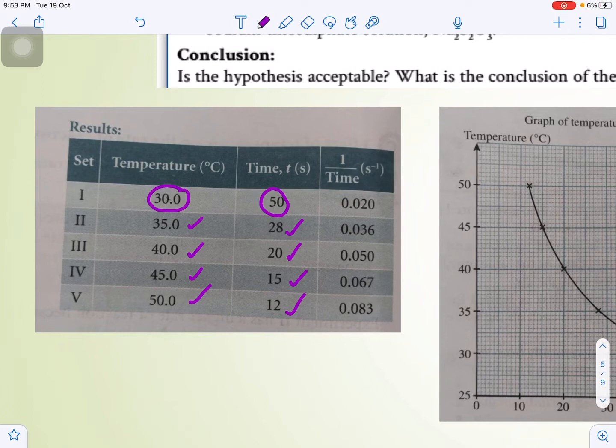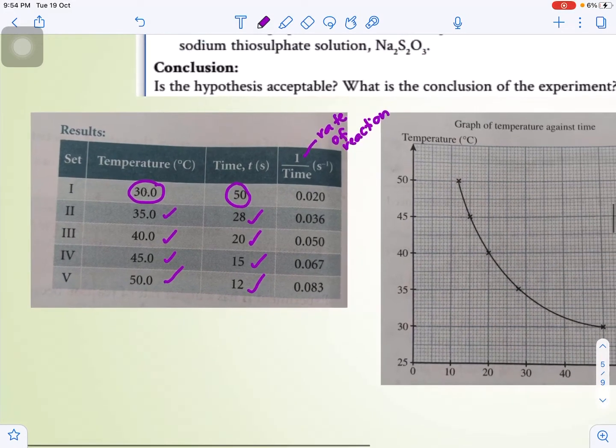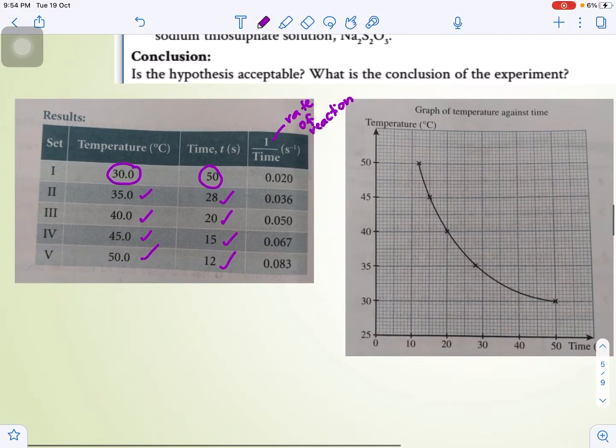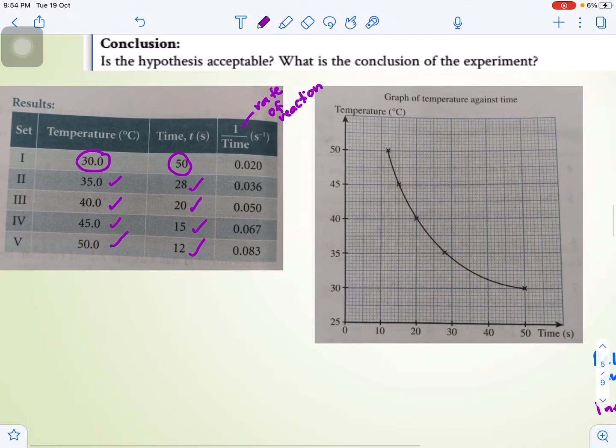Makin lama makin pendek. And we do our own calculation to calculate the rate of reaction. What is rate of reaction? 1/time represents the rate of reaction. So using your calculator, you pun ambil 1/time, 1/50, you got 0.02, 1/28, 0.06, and so on. And this is the graph when we draw the temperature against time.